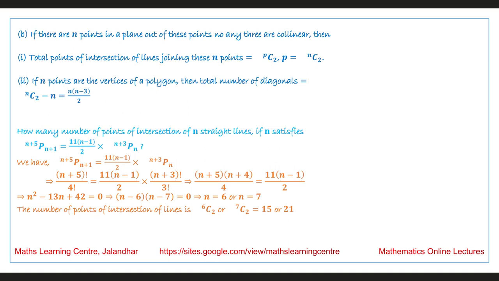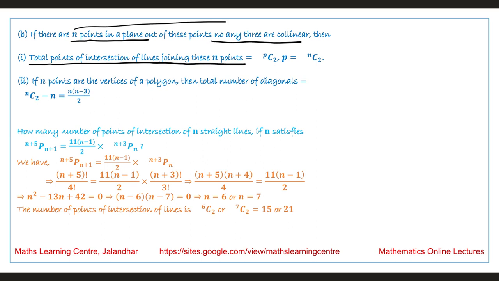Now next we have, if there are n points in a plane, out of these points no 3 are collinear. So we have to find the total points of intersection of lines joining these n points. So we are saying we have n points, out of which no 3 are collinear.